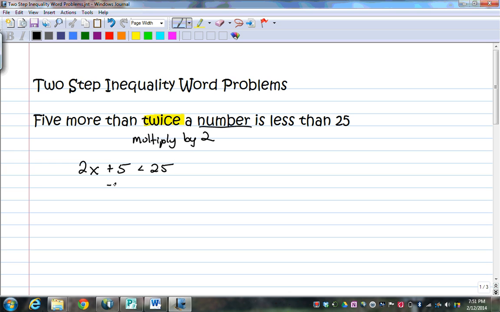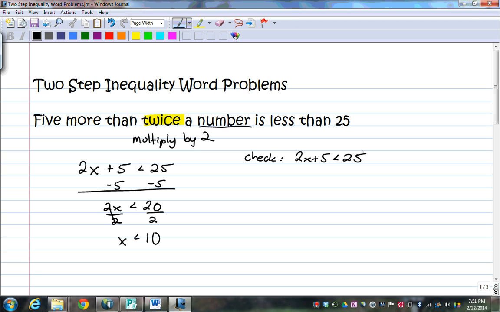So I'm going to solve this by subtracting 5 from both sides. And I have 2x is less than 20. Divide by 2. And x is less than 10. For my check step, I'm going to use the original inequality. 2x plus 5 is less than 25.